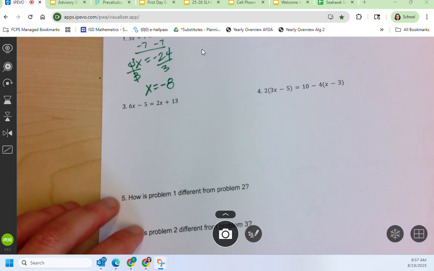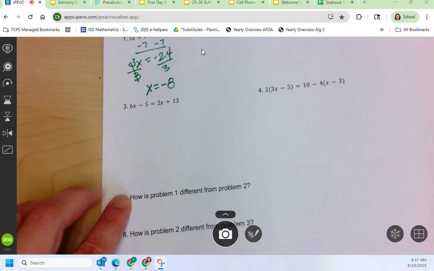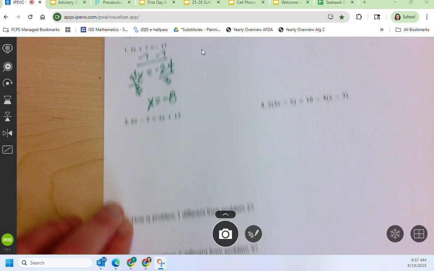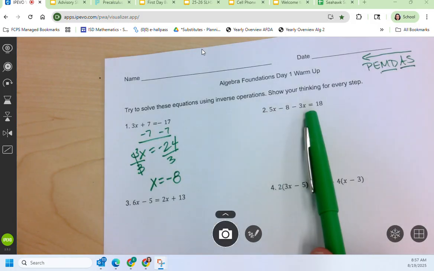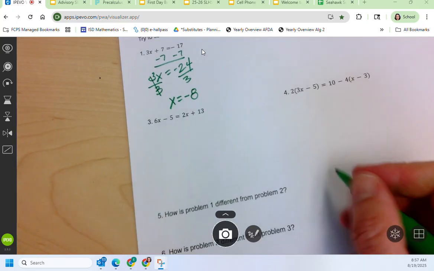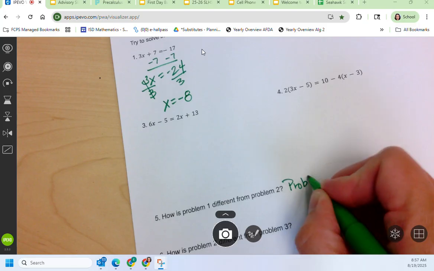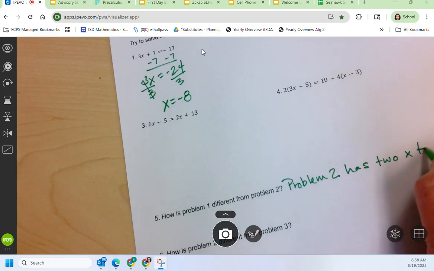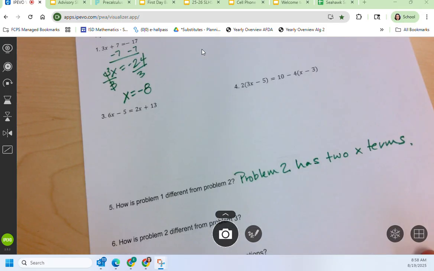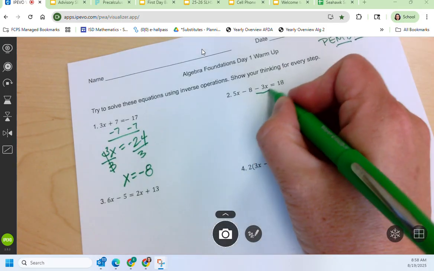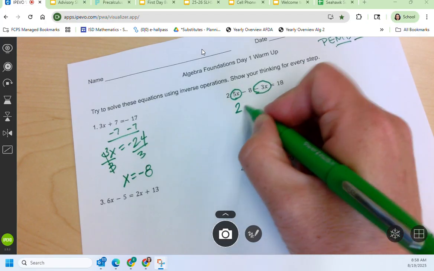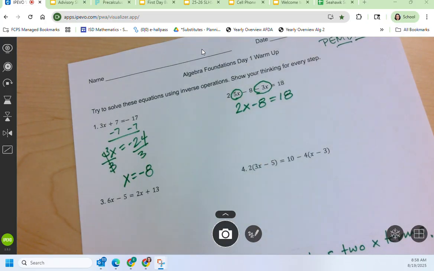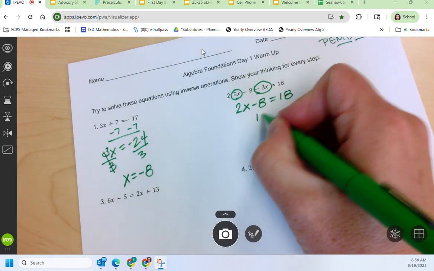Down here it says, how is problem 1 different from problem 2? What did you say? Anybody have an answer for that one? No? Let's take a look. It looks like you had two x terms, right? So it was different because problem 2 has 2 x terms. And they're like terms, so we can combine them, right? So if you start by combining your like terms, your 5x minus 3x, you should have 2x minus 8 equals 18. And then that problem now looks like the first one, so you can undo subtraction with addition.